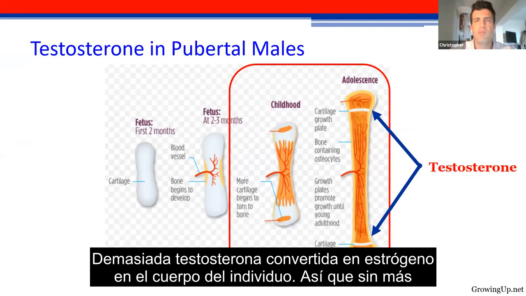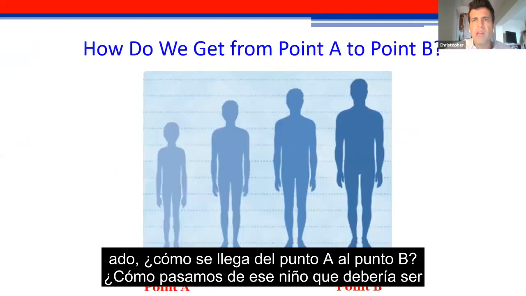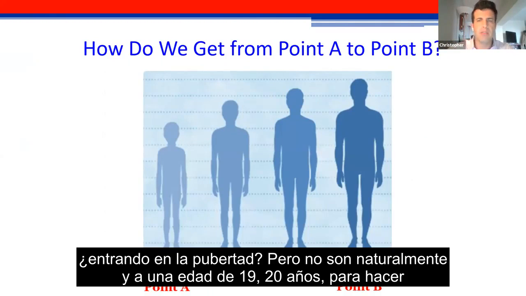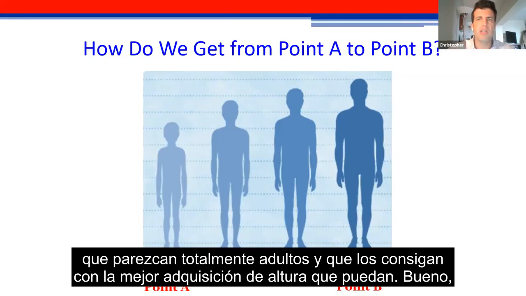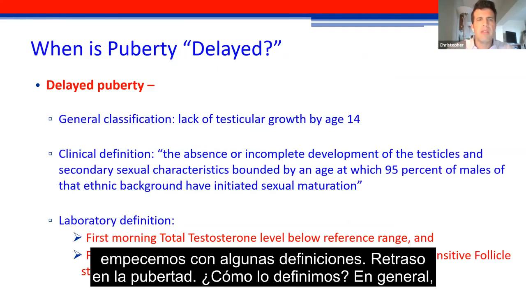So without further ado, how do we get from point A to point B? How do we get from that child who should be going into puberty, but they're not naturally, to a point of age 19, age 20, to make them look fully adult and get them with the best height acquisition that they can? Well, let's start with some definitions.